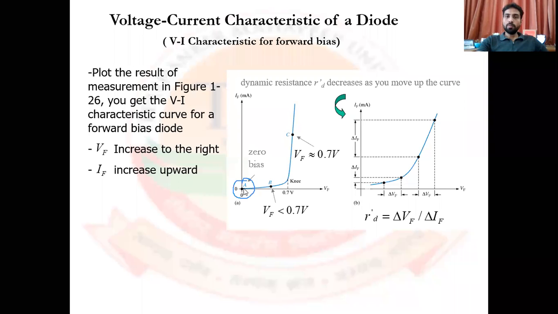And from zero bias, suppose we are increasing this voltage from zero bias, and after some time, if you see here, this voltage drop becomes almost constant.